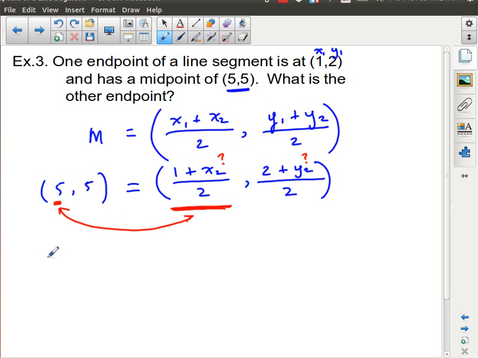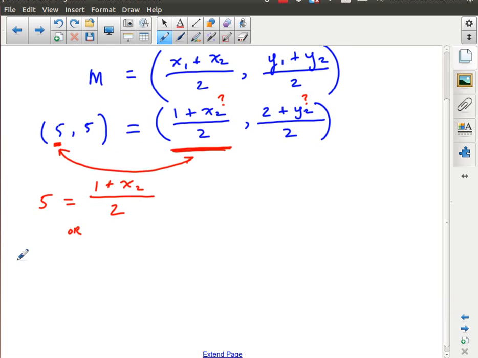And if that's the case, then I can actually write, now how you write this, you could write this one first and this one second. The way they're written here, I'll just go ahead and write it like this: 5 equals 1 plus x2 over 2. Or you could have written this as 1 plus x2 over 2 equals 5. Entirely up to you. These are identical. There's no difference between them.